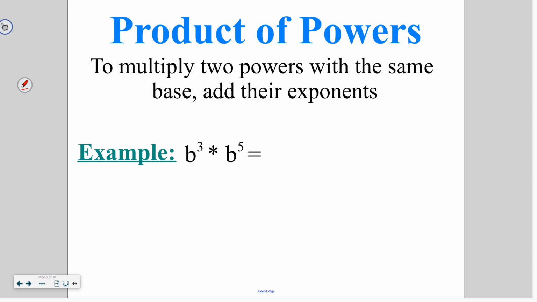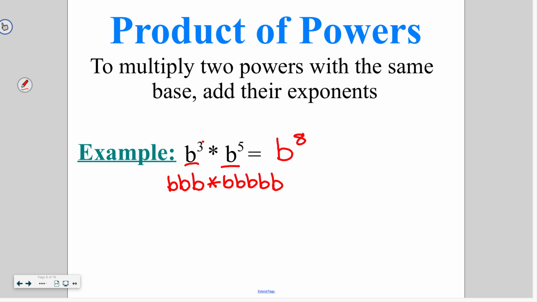One of our rules when we are looking at monomials and powers is that if we multiply 2 powers with the same base, we're going to add their exponents. So we've got our 2 different powers down here, both of them with a base of b. If we revert back to what it means to have an exponent, this first term is telling us that I have b times b times b. That's what the exponent of 3 means. And the second one is b times b times b times b times b. Now, we are multiplying those 2 together, which means we actually have 8 b's being multiplied.